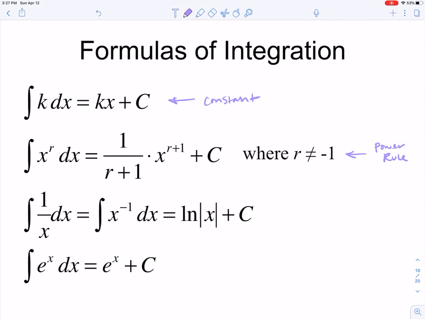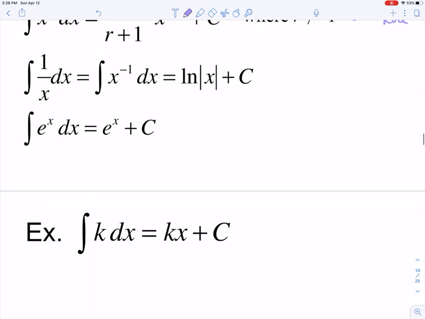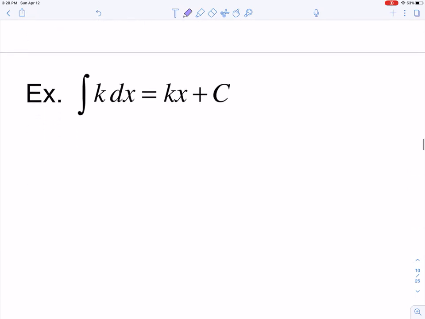The integral of 1 over x with respect to x, remember, 1 over x can also be written as x to the negative first power, is natural log of absolute value of x. And we'll talk about why you have to have those absolute value bars there, plus c. And then the integral of e to the x with respect to x is e to the x plus c. And that makes sense, right? Because the derivative of e to the x is just e to the x.